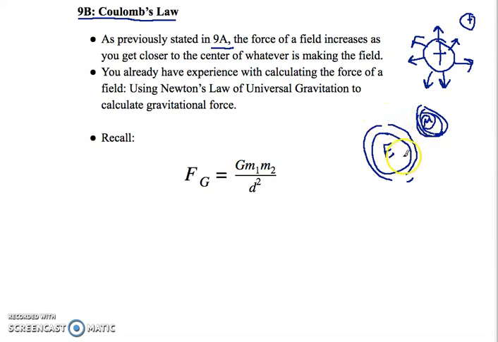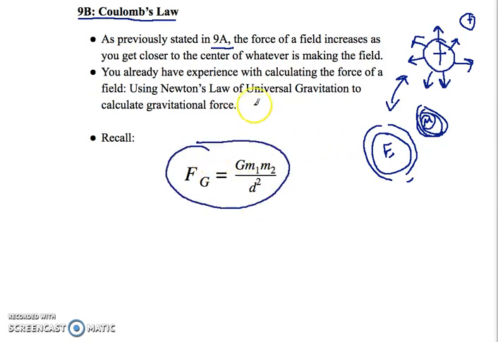So objects with mass have a gravitational field, and the interaction of that gravitational field causes a gravitational force, in a very similar way to how electric charges create an electric field that creates a force. I think it's going to make a little more sense once we get further into it. You actually have experience calculating the gravitational force that's a result of that gravitational field, and it's right here.